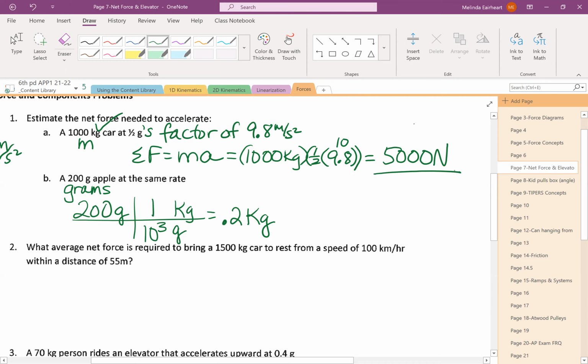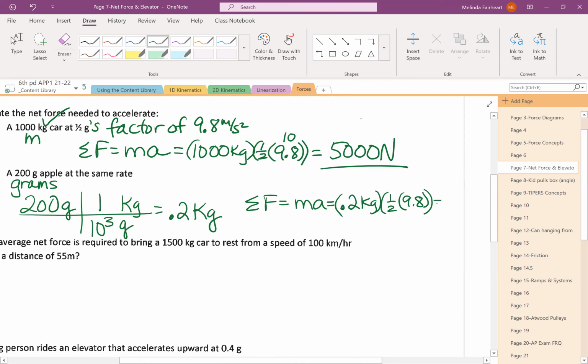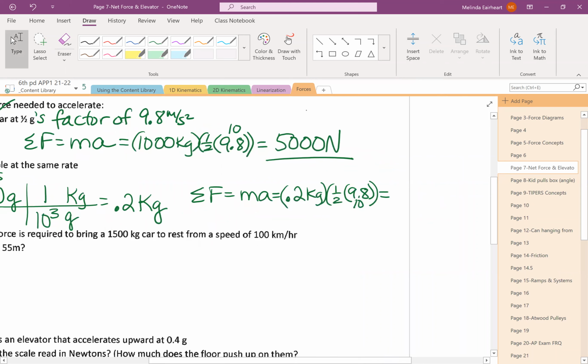Same thing with our little bitty apple. And so Fnet equals the mass of the apple, 0.2 kilogram, at the same rate. And so 1/2 of 9.8 or 10. And so that's going to be 10, half of 10 is 5 times 0.2 is what? 1/5 of 5 is 1 Newton. There you go. Good deal?